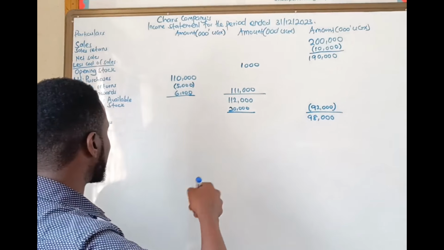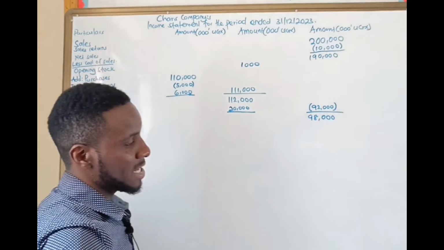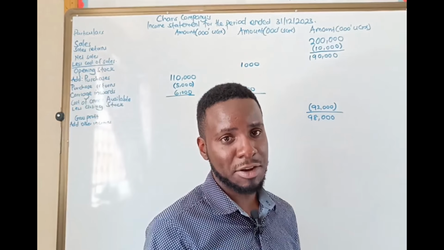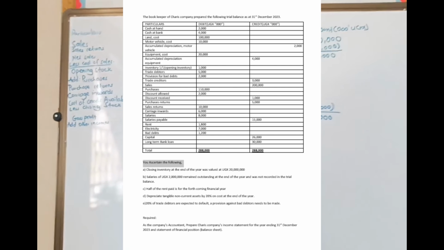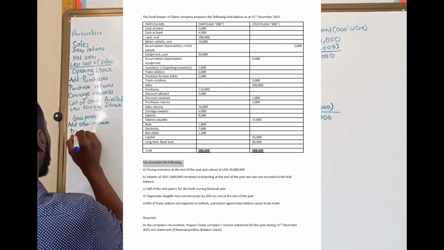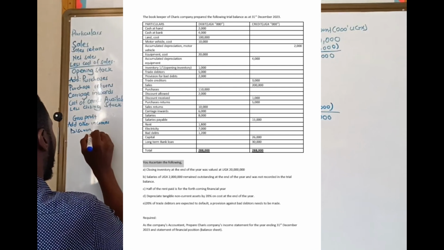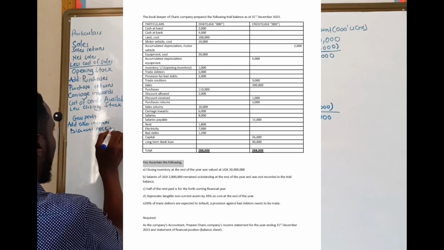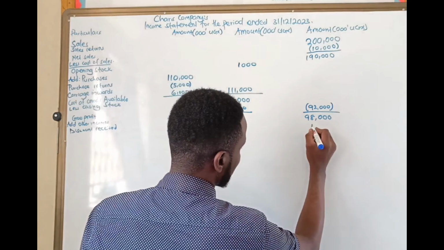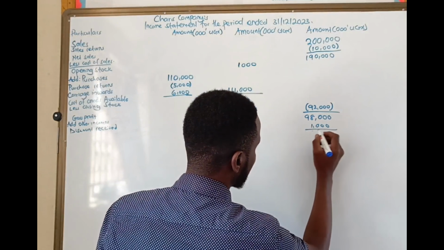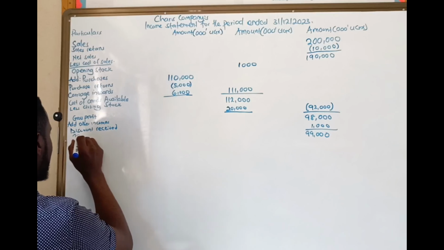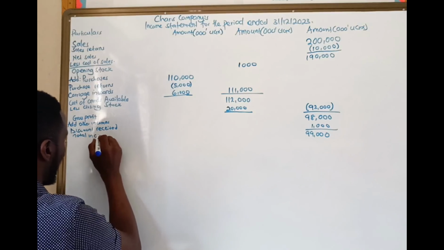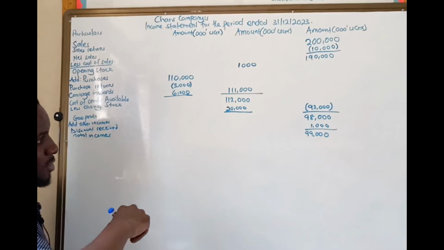So in other incomes, I told you we have quite a lot. It can be commission received, it can be discount received, but basing on our question here, we have a discount received only. And it is 1,000. So we can bring it here. Then we get the total incomes. So these are our total incomes.